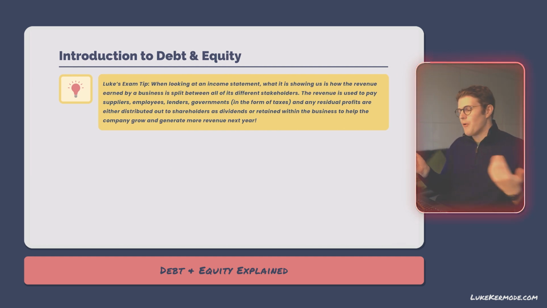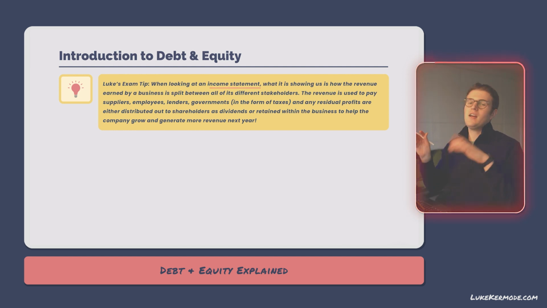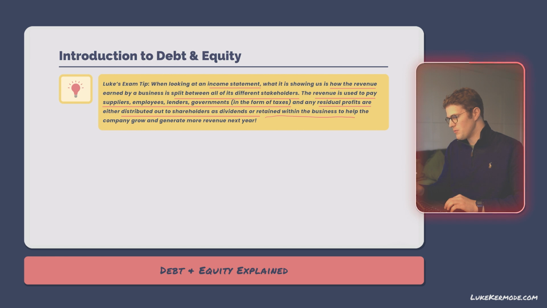And then finally, this is how I look at it. This is how I looked at it in the exam. This is how it all made sense to me. When you're looking at an income statement, what an income statement is effectively telling us is how much revenue is split between all the different stakeholders of a company. So you start at your revenue line, and then whatever sits below revenue is basically what is going to all the stakeholders in the company: suppliers, employees, lenders, and governments. And whatever residual profits are left, either distributed to shareholders as a dividend or retained within the business to purchase more assets and help the company grow and generate more revenue for next year.